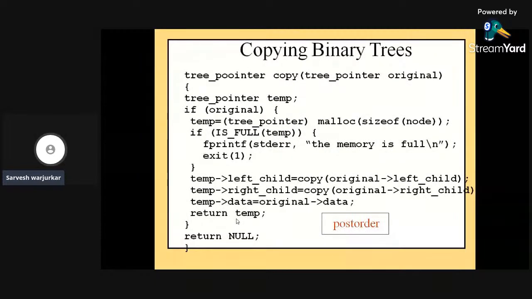It is also possible to copy binary trees, where the tree pointer is copied to a temporary pointer, where temporary is equal to tree pointer, which allocates the size of the memory. If the memory is full, then it exits. Otherwise, it goes another way in the next line.